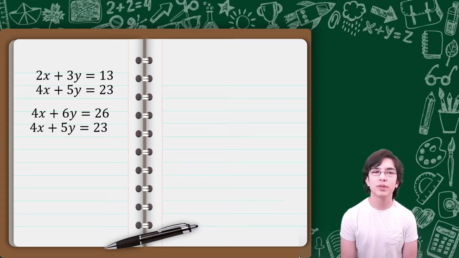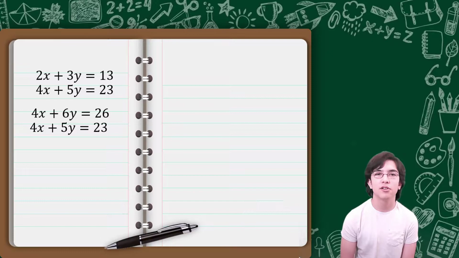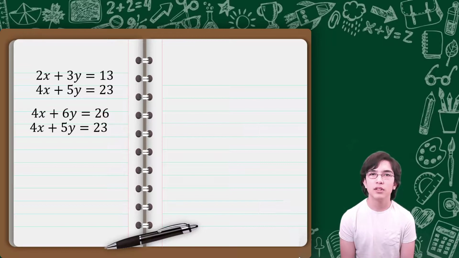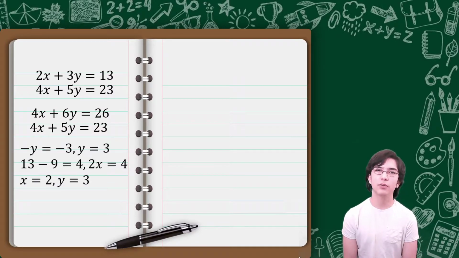So you can have 4x plus 6y equals 26, and 4x plus 5y equals 23. Then we can subtract the equations, so 4x minus 4x is 0, 5y minus 6y is negative y, and 23 minus 26 is negative 3, so y equals 3. And then you work out the x's, so 2x plus 3y equals 13, 2x plus 3 times 3, 2x plus 9 is 13, so 13 minus 9 is 4, therefore 2x is 4, so x equals 2 and y equals 3.